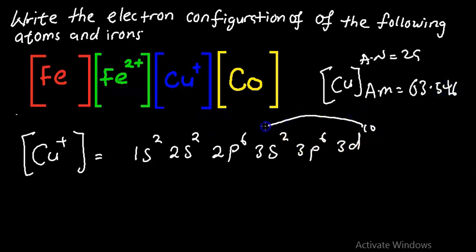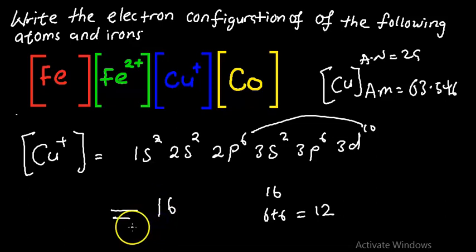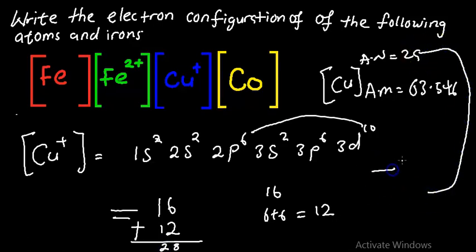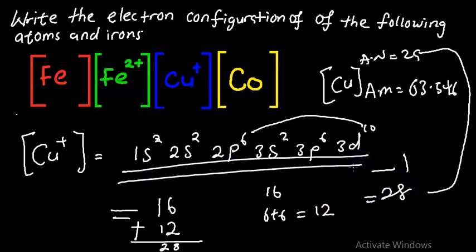Okay, let's try to do it this way. If you say 10 plus 6 is simply going to be 16. 2, 4, 6 plus 6, which is going to be 12. Next thing you need to do is to add your 6 plus 12. Here is going to be 28. Remember, instead of 29, it loses 1 electron, which will result in 28. Therefore, our electronic configuration is perfectly correct.